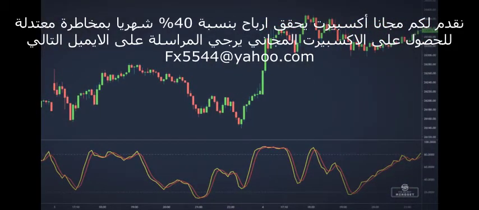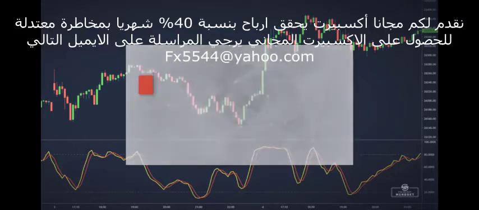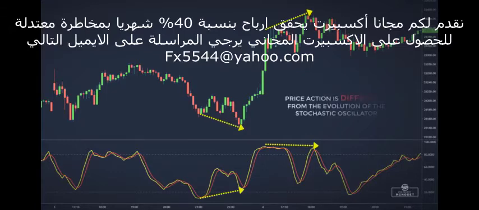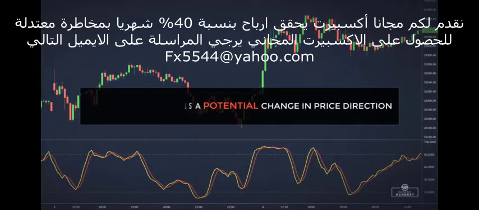Our third component in our scalping setup is the stochastic, used to pinpoint market entries. The stochastic oscillator will help us to spot divergences on the chart. If you are not familiar with divergences, a divergence occurs when the price forms a lower low while the stochastic forms a higher low, indicating a possible buy, or when prices form a higher high and the oscillator forms a lower high, indicating a possible sell. A divergence occurs when the price action is different from the action of the stochastic oscillator. When a divergence occurs, a potential change in price direction could be on the cards.